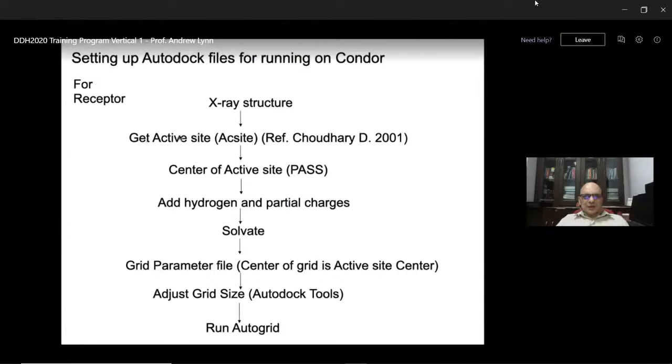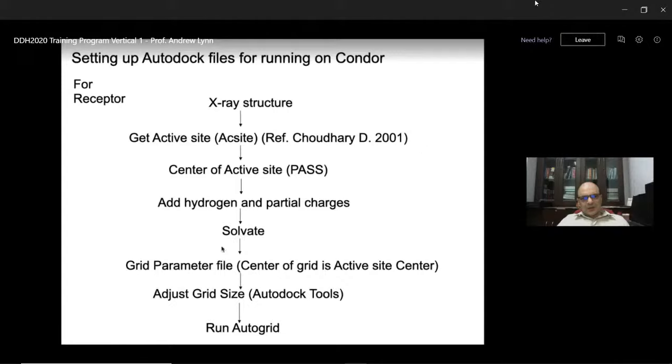Now, if I'm using AutoDock, this is my protocol. I need to get the X-ray structure. For the X-ray structure, I need to first define the active site, the center of the active site, and after that, for accuracy, I want to add hydrogens and partial charges because my X-ray structure, when it's provided to me, is provided without any hydrogens or charges. It's in the PDB format. I also would like to solvate the entire system because solvation provides more accuracy.